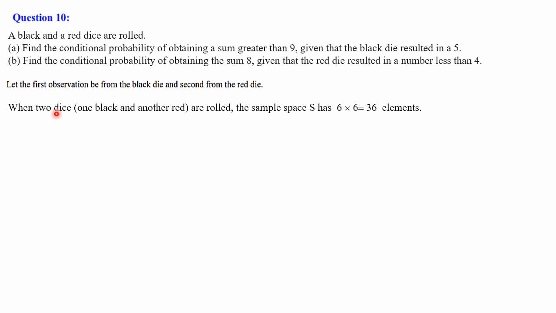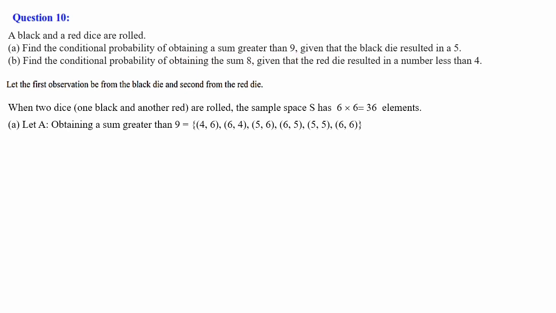So when 2 dice, one black and another one red, are rolled, the sample space S is having 36 elements, 6 into 6, 36 elements. Here only the number of elements is enough, and we should be careful enough to write the subsets or the events. No need to write the entire sample space because 36 elements take time to write. So let A be the event obtaining a sum greater than 9. This is what the question asks.